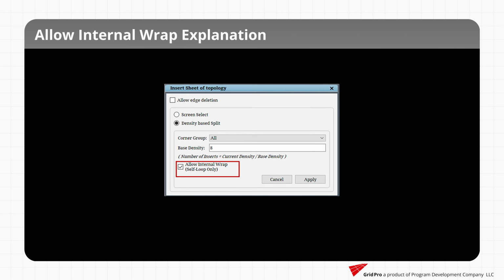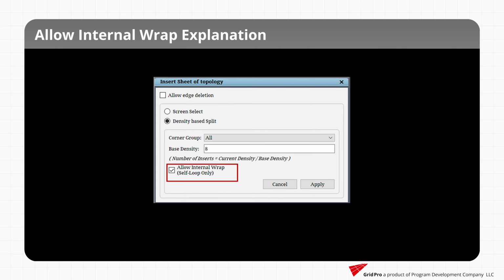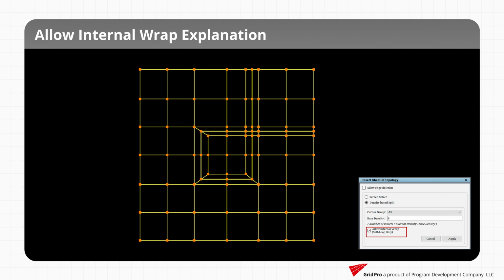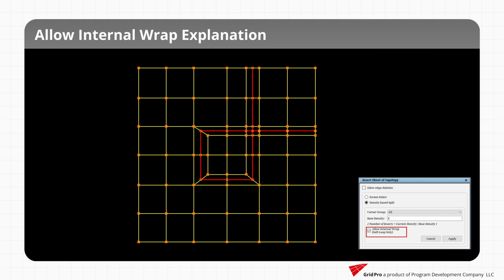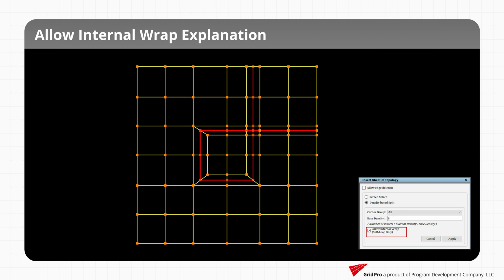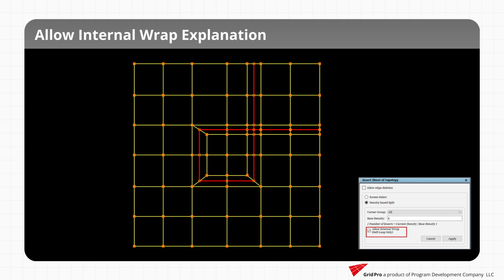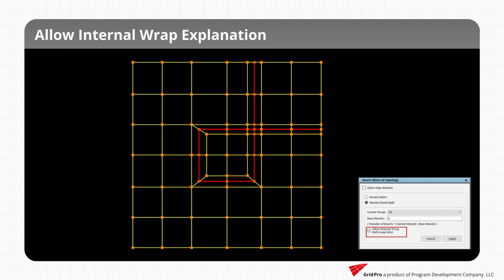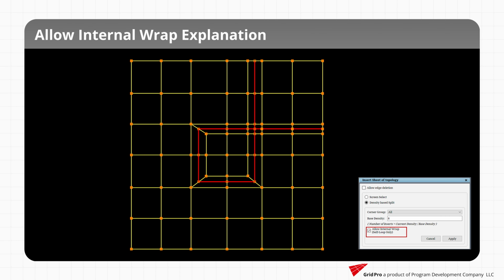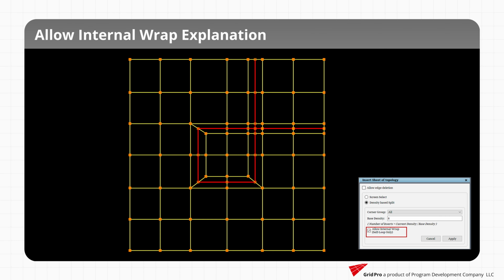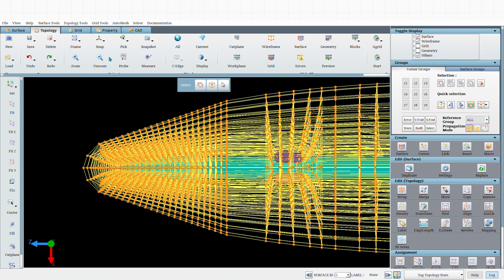The allow internal wrap flag comes in handy when the topology consists of a self-looping structure such that the topology sheet may intersect itself, creating a loop. The normal insert may not split such a structure, but enabling the allow internal wrap flag adds an insert and splits the self-intersecting loop. Now let's run the grid again and observe the updated mesh.